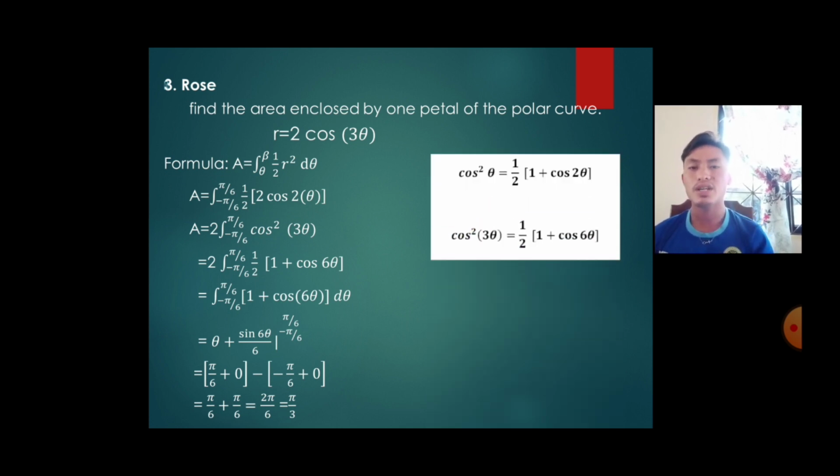So cosine squared theta is equal to 1/2 times the quantity 1 plus cos 2 theta, and cosine squared 3 theta is equal to 1/2 times the quantity 1 plus cos 6 theta.